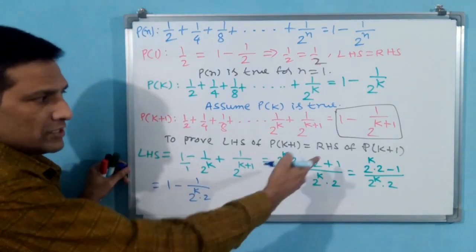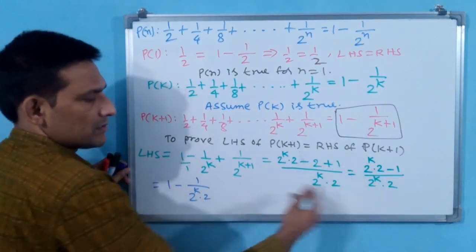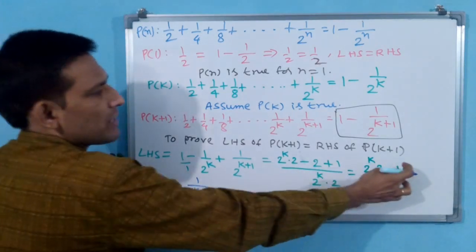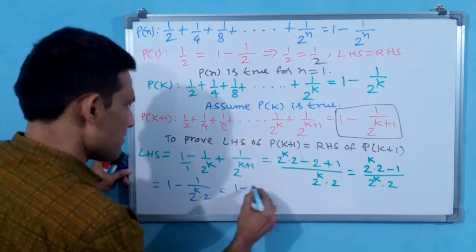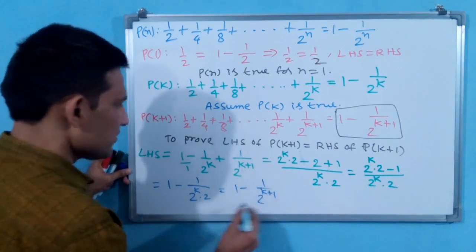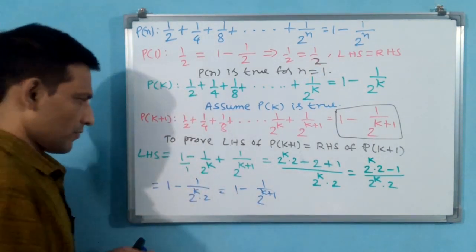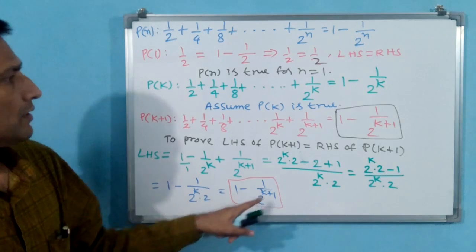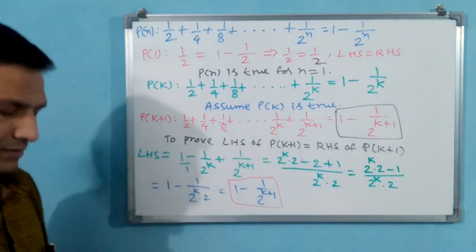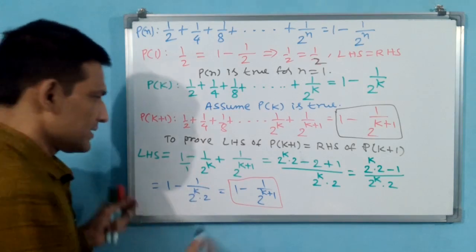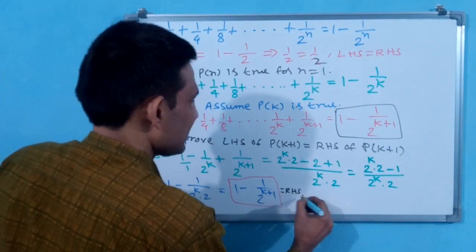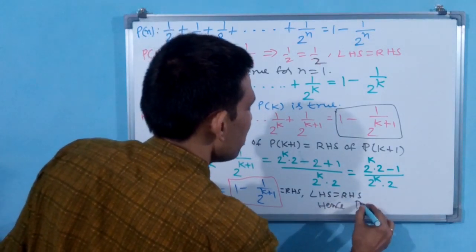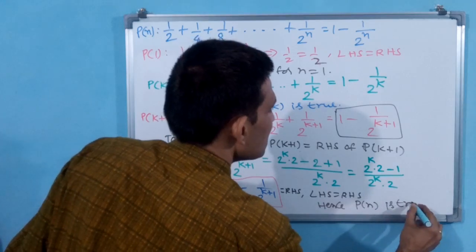Is it okay? You see there? Separately I have written. Separately, if I write, 1 by 1 is going to come: 1 minus 1 by 2 power k into 2. That is equal to 1 minus 1 by 2 power k plus 1. Is it okay? See, RHS, LHS both have matched. What you have to write now? That is equal to RHS. Write down: LHS is equal to RHS. Hence, P of n is true. Is it okay?